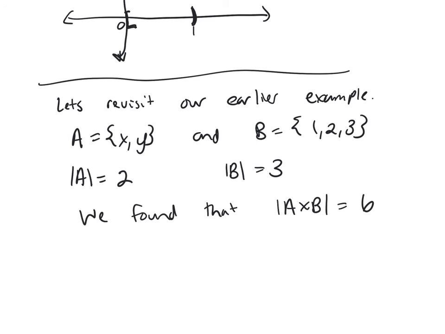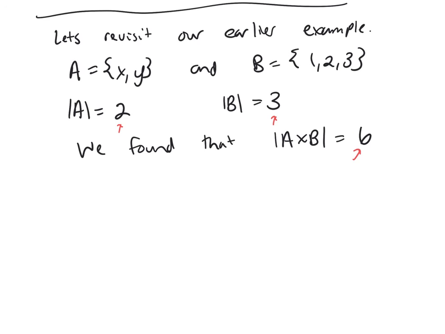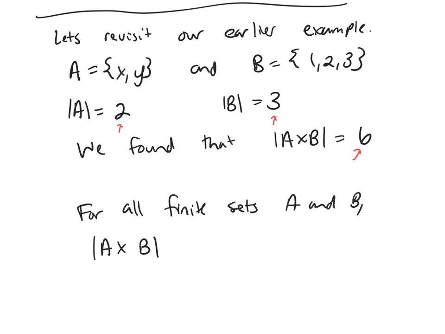And the 6 is a product of these two numbers, 2 and 3, and that turns out to be true in general. So for all finite sets A and B, the number of elements in A cross B is the number of elements in A times the number of elements in my set B.